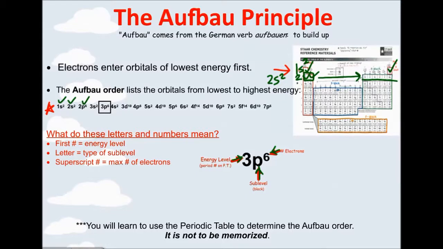When you go down, we run into 3s. It's 2 wide. You go across and you run into 3p. It's 6 wide. You go down, you hit 4s. It's 2 wide. So you can see where these exponents are coming from.